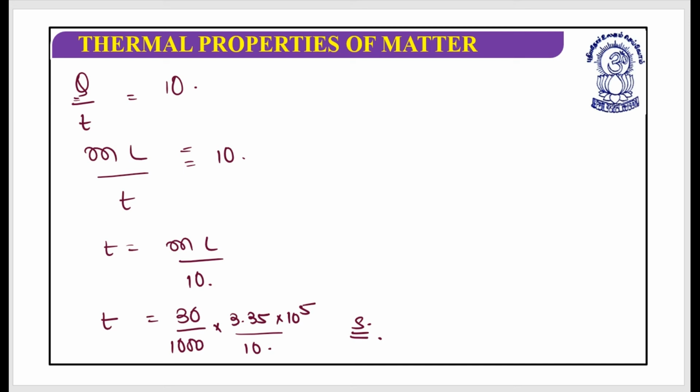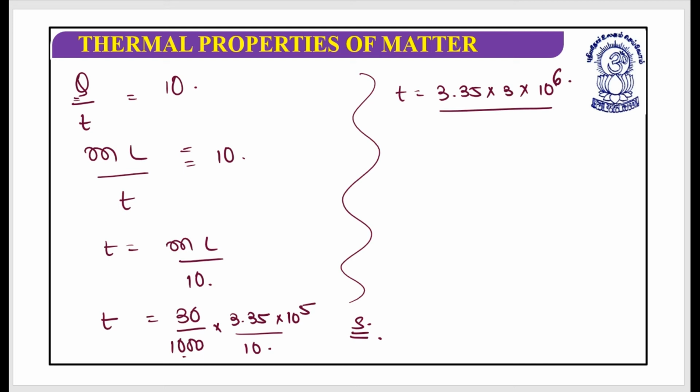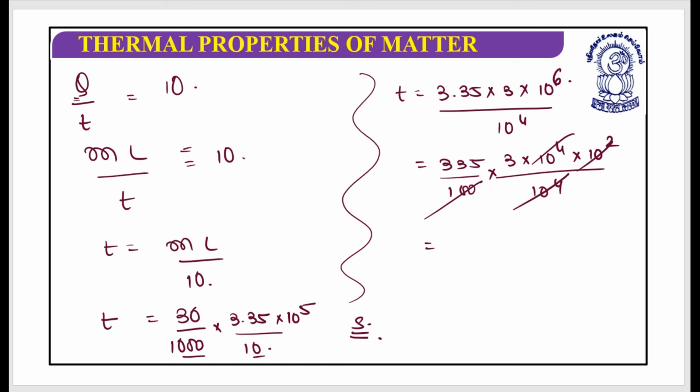Yes, this could be solved easily. It is not that typical. T would be equal to 3.35 into 3 into 10 to the power 6 divided by 10 to the power 4. So this is 335 divided by 100 multiplied by 3 into 10 to the power 4 into 10 to the power 2 divided by 10 to the power 4. So it's 335 into 3. It is just that calculation. It's 900 plus 105, that is 1005 seconds required to melt this mass.